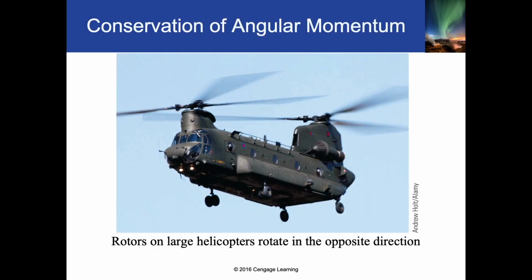Another example of this is a Chinook. The Chinook helicopter has two rotors, and both rotors are actually going in opposite directions. Tell me what would happen if they were both going the same direction? It would crash. If both rotors were turning to the right, counterclockwise, then the entire helicopter would just go to the right all the time.